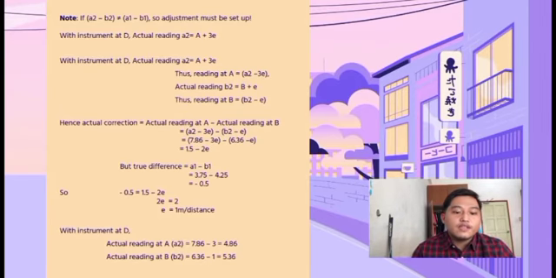With the instrument at D, the actual reading at A, A2, equals 7.86 minus 3, equals 4.86. The actual reading at B, B2, equals 6.36 minus 1, equals 5.36.